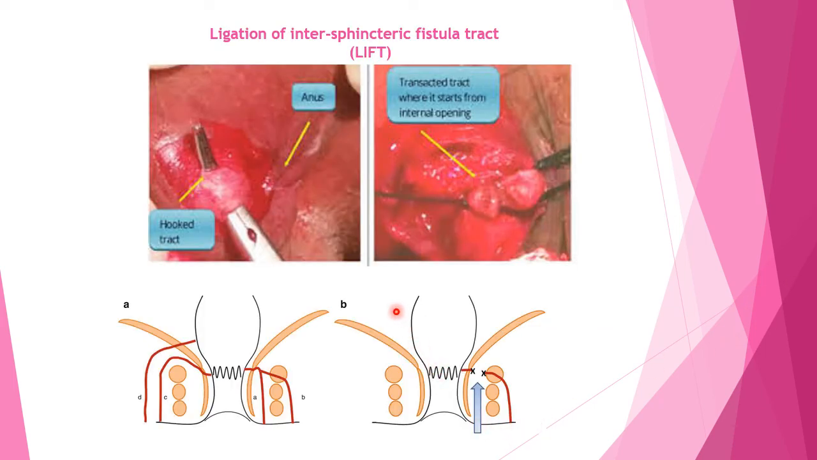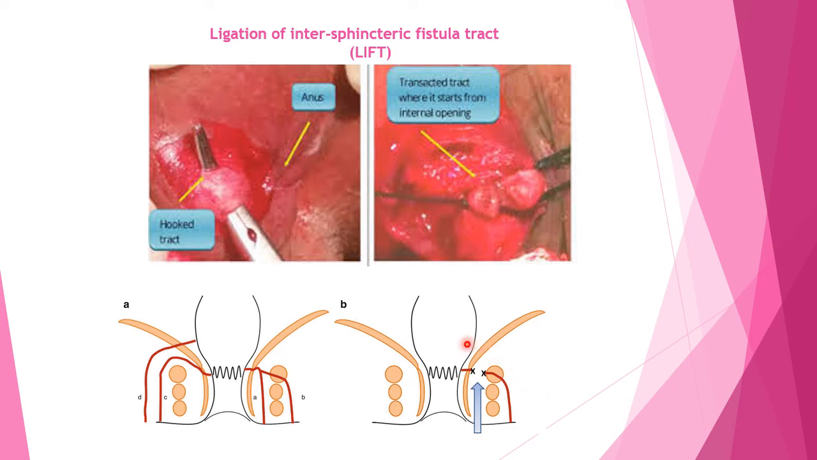The next one is the LIFT operation, LIFT, ligation of intersphincteric fistula tract. Okay, the fistula is identified very carefully, subcutaneously. Okay, and then it is hooked out, and it's then tied at either end. Both the ends are tied, at the external and the internal opening, and then the tract is removed.